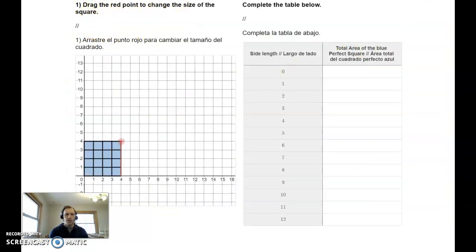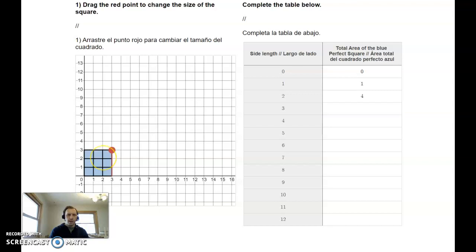So I want you to start by this. Drag the red point to change the size of the square and complete the table below. So if the side length of the square is 0 by 0, right, the area of the square is also 0. If the side length is 1 by 1, what's that area? 1 times 1 is 1. All right, and I want you to keep going through this. If the side length is 2, 2 times 2, look at how many squares there are. That's an area of 4. And keep on walking through this, and then we'll look at this finish by ourselves.